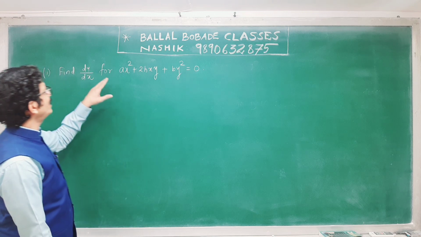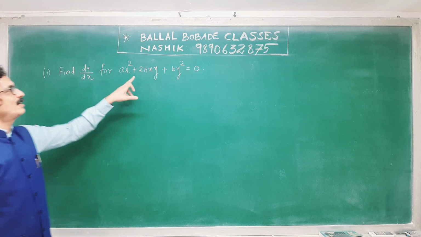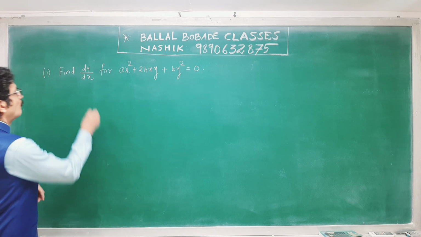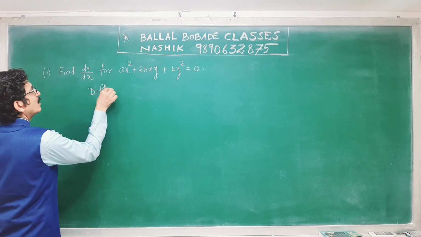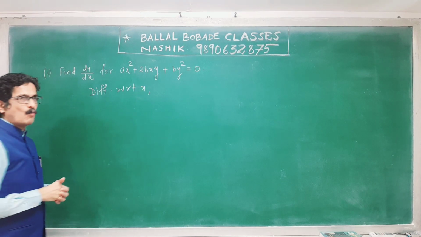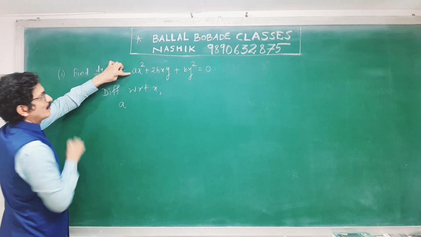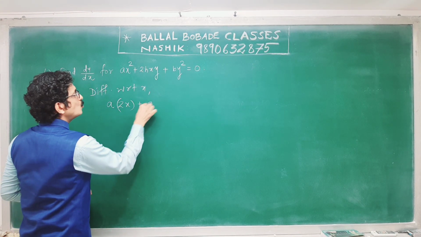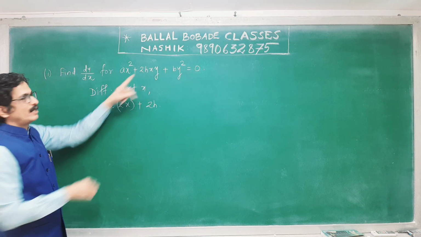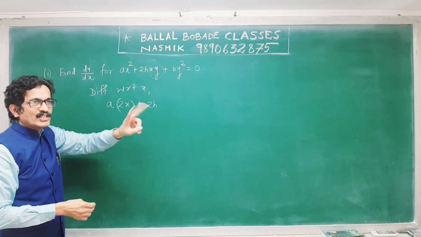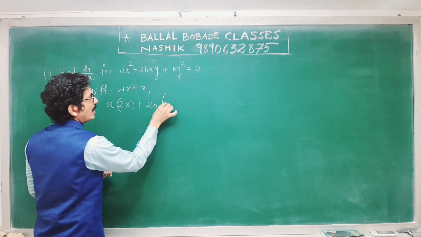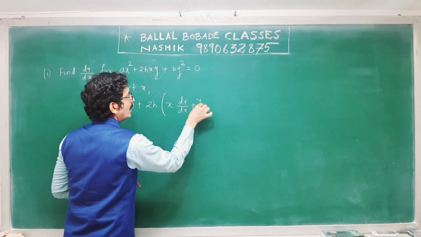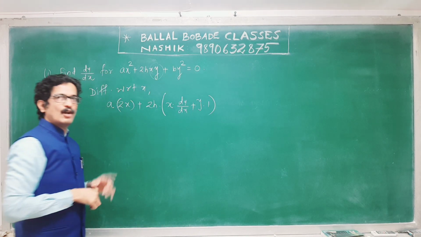Students, let's check the dy by dx derivative for this implicit function. You are asked to find dy by dx for this. So we will say that differentiating with respect to x. What to do? You see, a is a constant. Derivative of x square is 2x. Alright? Yes. Now, 2h is a constant coefficient. xy is uv. It's a product rule. So, derivative of xy is x into dy by dx plus y into derivative of x, which is 1.